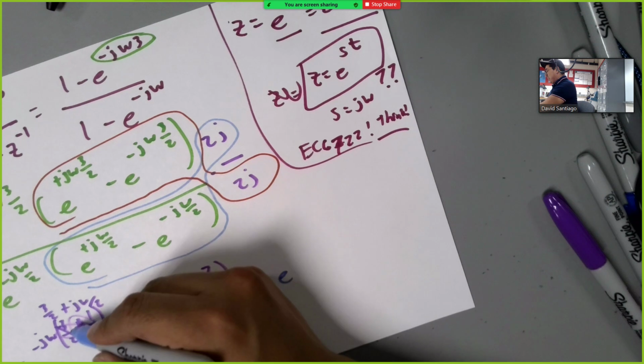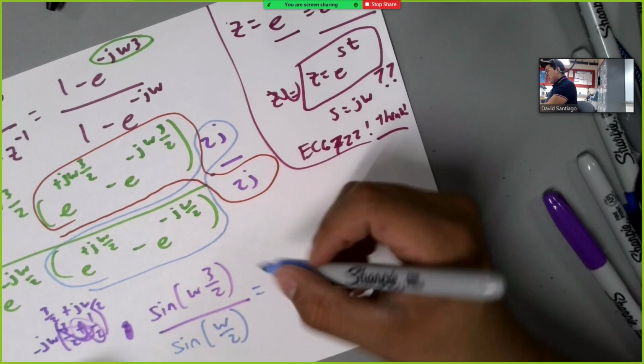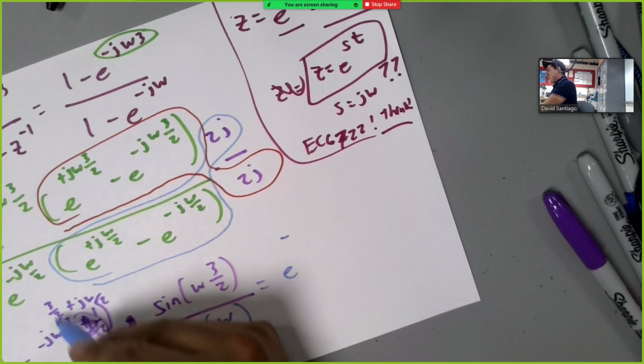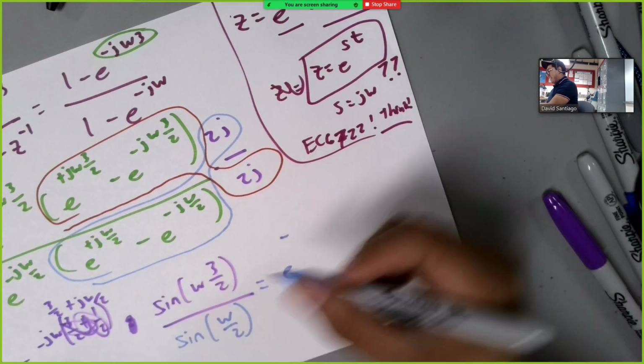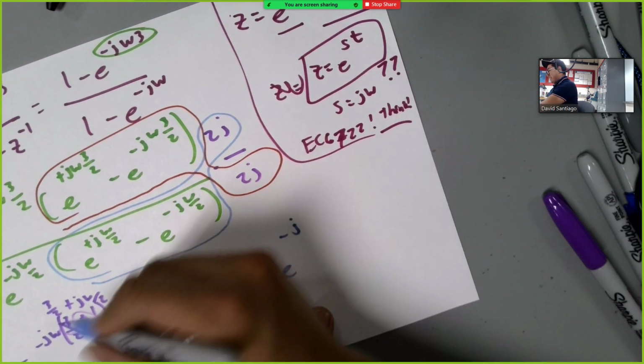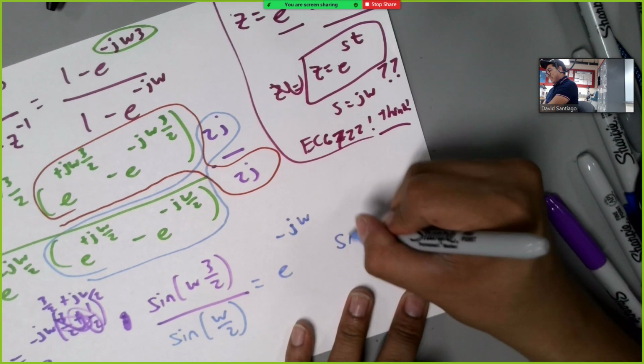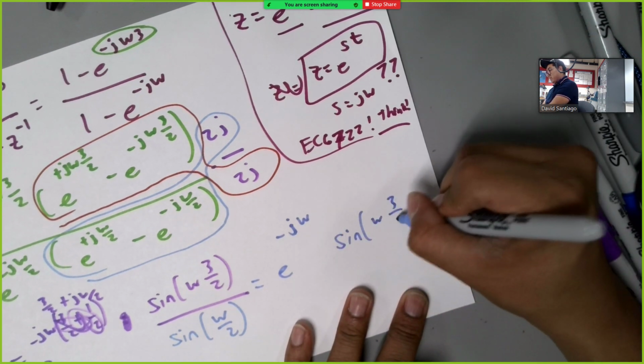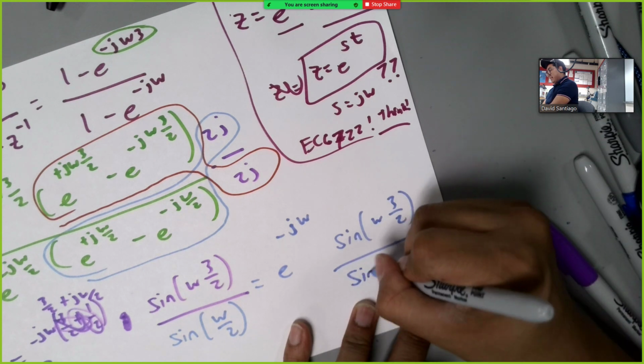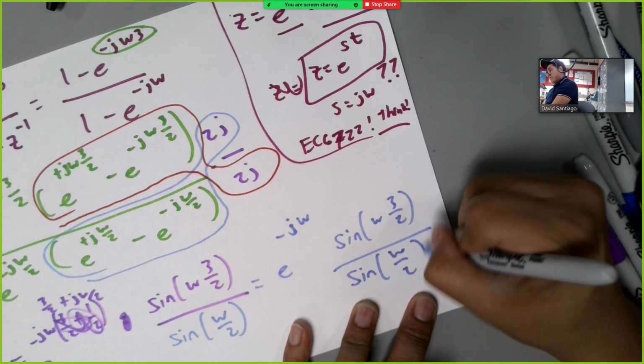All right, and then making it a little nicer, we're going to get e to the minus j omega 3 over 2 plus j omega, and then sine omega 3 over 2 over sine omega over 2.